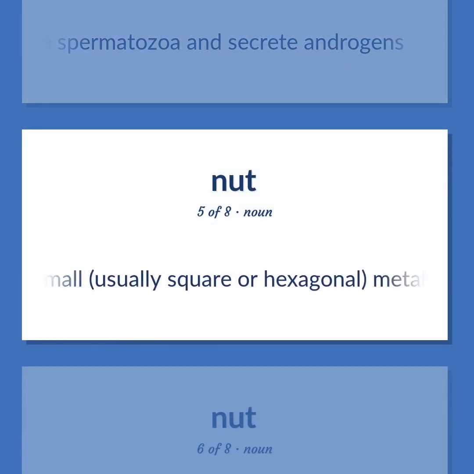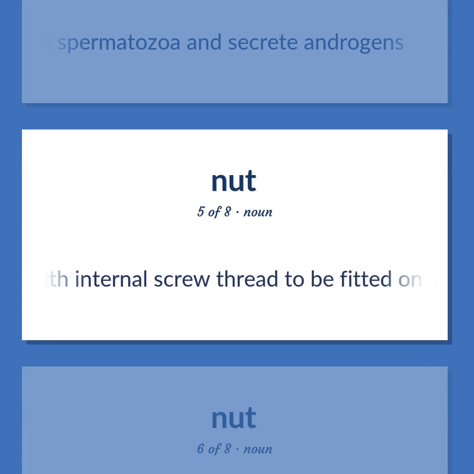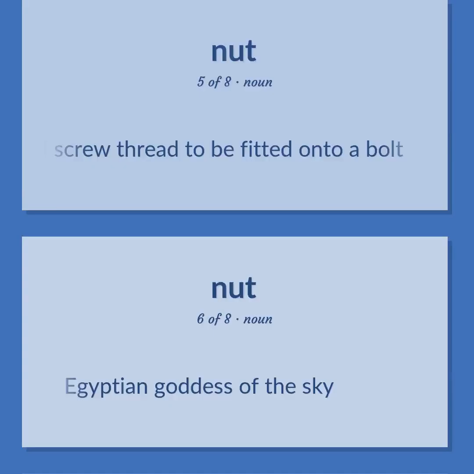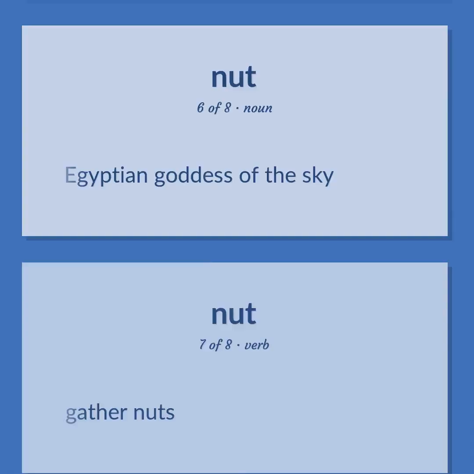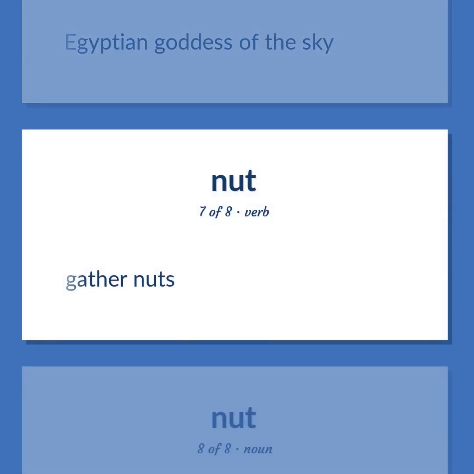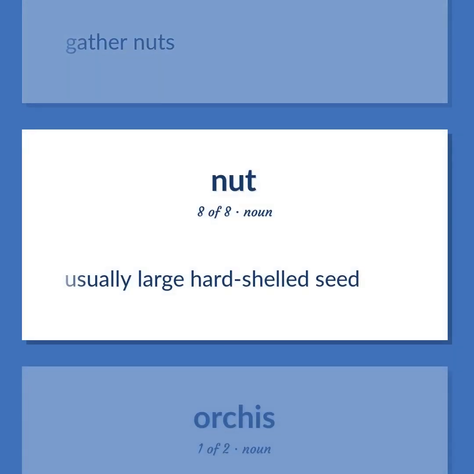A small, usually square or hexagonal, metal block with internal screw thread to be fitted onto a bolt. Egyptian goddess of the sky. Gather nuts. Usually large hard-shelled seed.